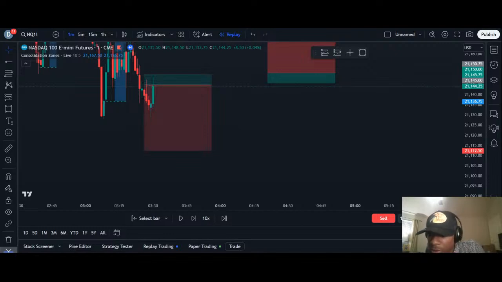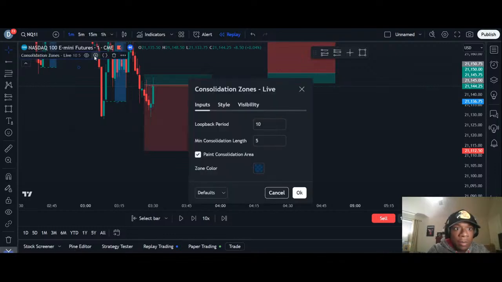You make any tweaks to the indicator? No tweaks to the indicator. This is straight out the TradingView indicator list. As long as it says 10 and 5, I'll click it so y'all can just be sure. As long as your lookback period is 10 and your minimum consolidation length is 5, your indicator looks exactly like mine. You know what I'm saying? You can play around with the colors if you want, bro, but as long as it says 10 and 5, yours is the same as mine.